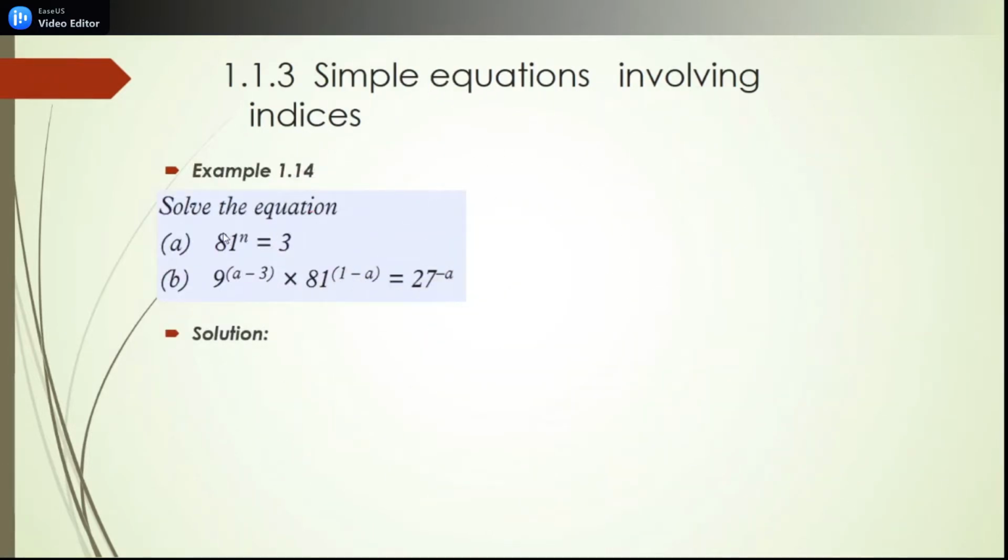Take an example here. You have to solve this. You have 81 power n is equal to 3. What is the value of n? You have to make a factor of 81 and compare with 3. We will compare the power of this term and the power of 3. Also we make a group of this one and then make it equivalent with this one.